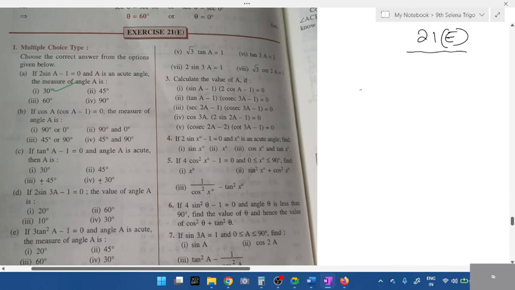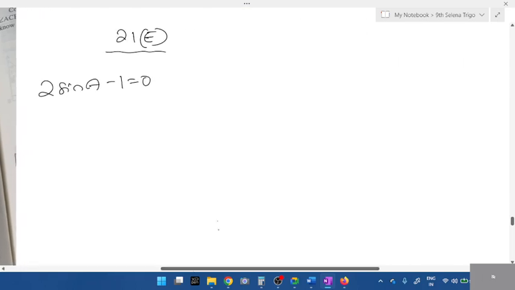See, exercise 21. You look at the first question. What is given? Both of you will respond. 2 sin A minus 1 is equal to 0. And A is what? A is an acute angle. The meaning of acute angle. Do you know what is acute angle?